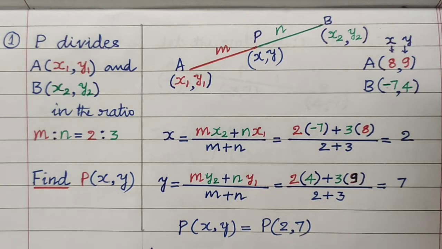Find the coordinates of the points of trisection of the line joining the points A(2, 1) and B.